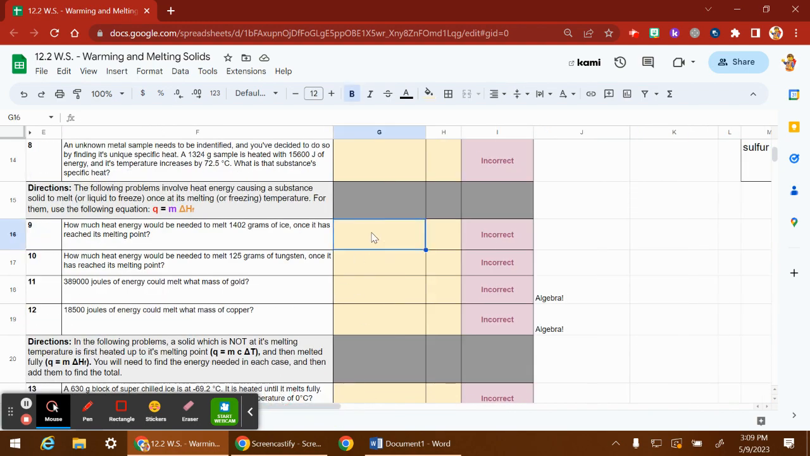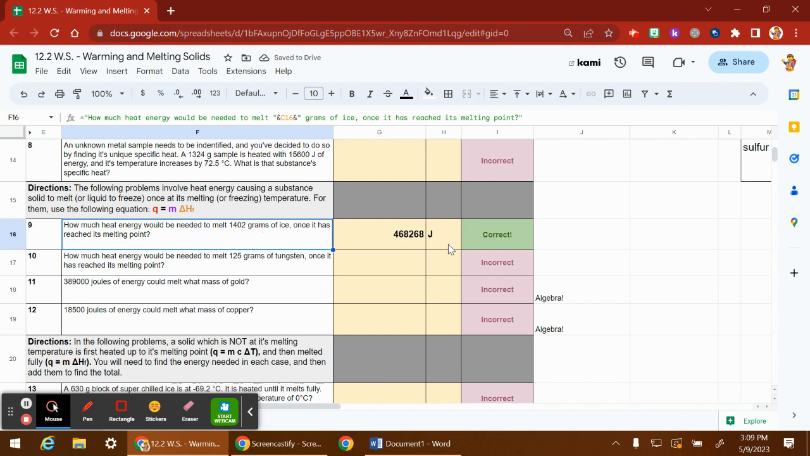I'm going to plug it in right here. So we've got 468,268 joules. That is correct. That's how much energy it takes to melt 1,402 grams of ice, or approximately the energy contained in 9 Oreo cookies.